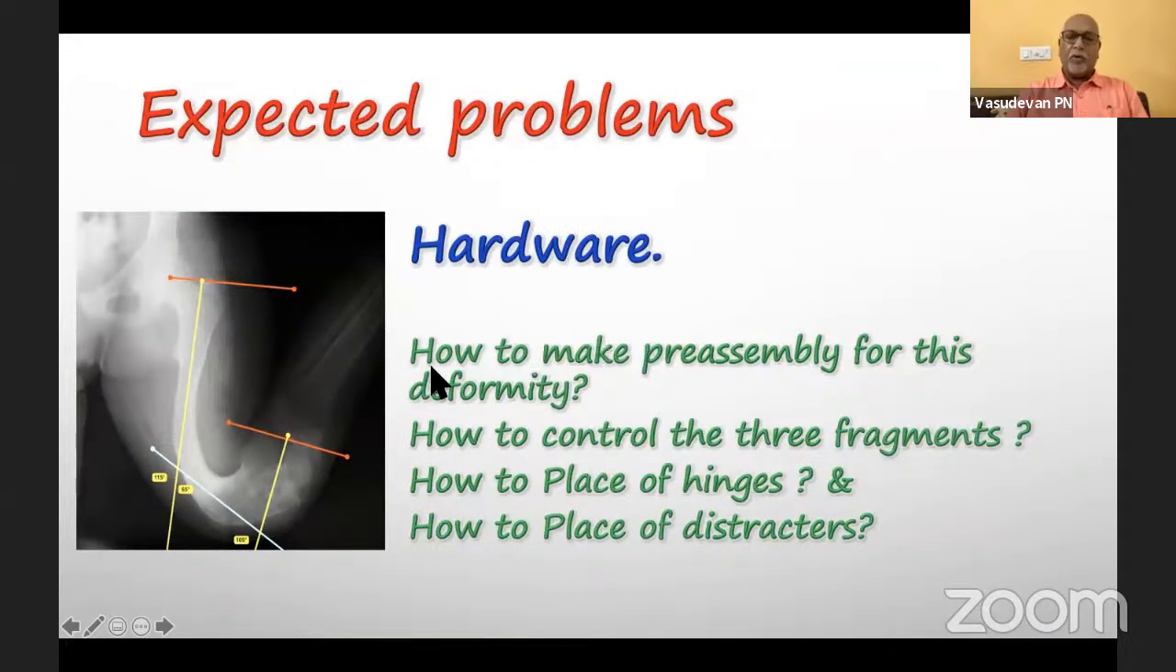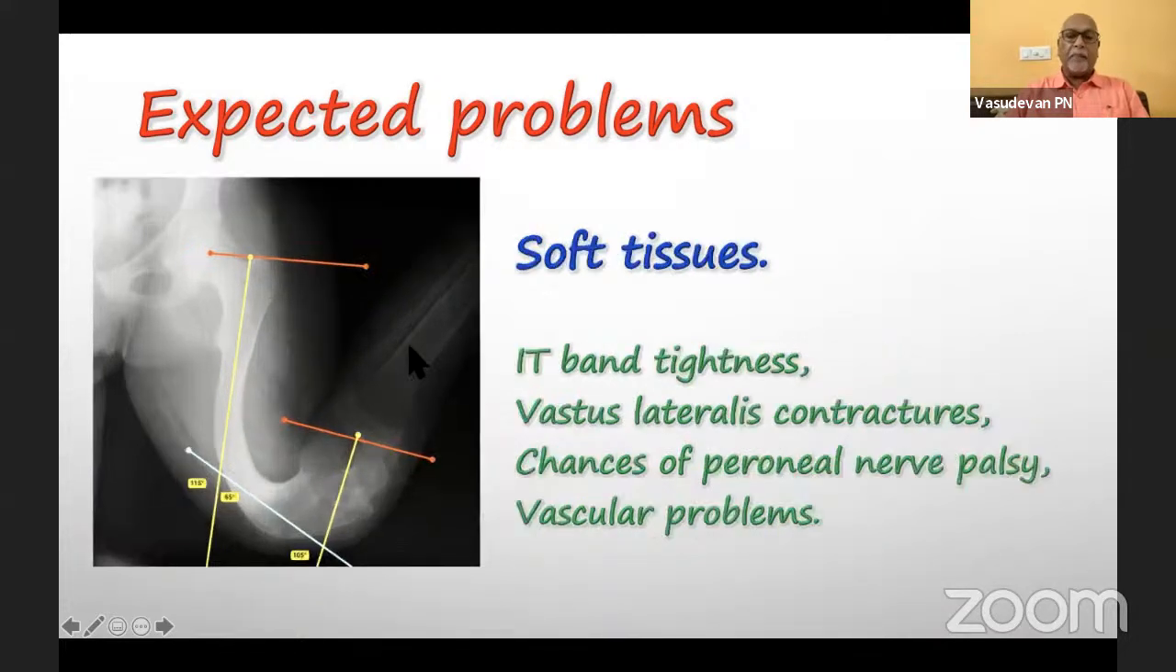So the expected problem was how to make a pre-assembly for this complex deformity and how to control these 3 fragments, the proximal fragment, middle fragment, and distal fragment, by a stable frame, and how to place hinges and how to place a distractor here, because there is no space for anything. And she was probably having IT band tightness. How to release it? I cannot even put a hand in between here. There's no space. So vastus lateralis contractures and chances of peroneal nerve palsy, I could not release the peroneal nerve there. And I don't know what is going to happen to vascular problems.